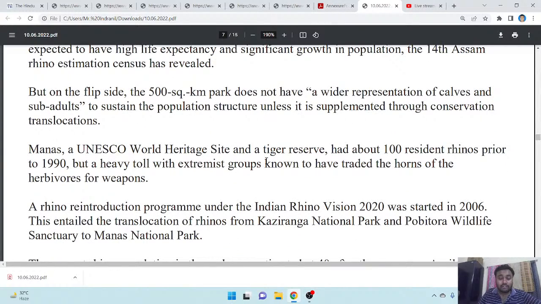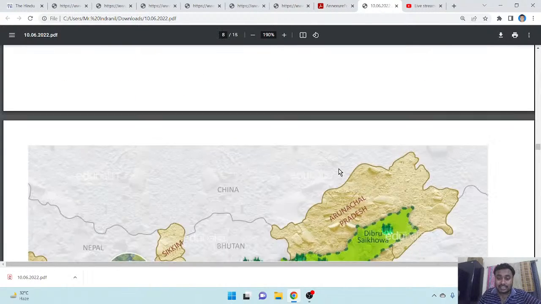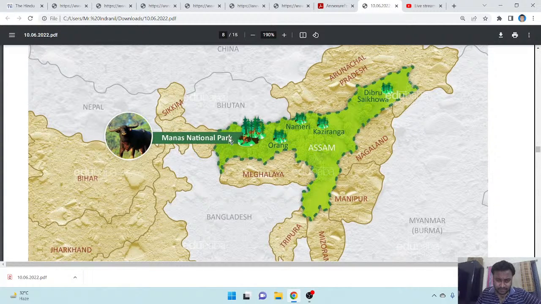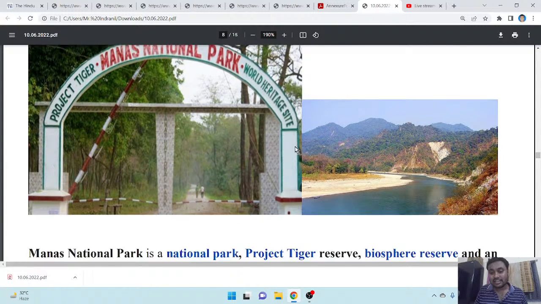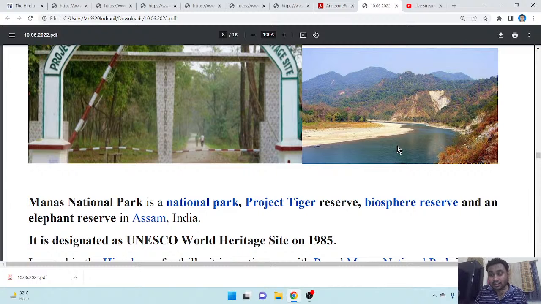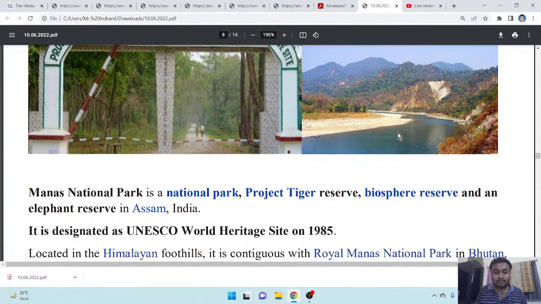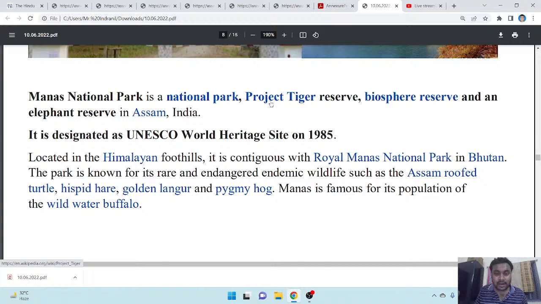Okay, so we all know that Manas National Park is a UNESCO World Heritage Site. It is famous for tiger reserve, elephant reserve, as well as rhinoceros reserve, and many various types of flora and fauna are available in Manas National Park. So this is the gate of Manas National Park. It is written here, Project Tiger Manas National Park World Heritage Site, and the Manas River flows centrally through this Manas National Park. So Manas National Park is a National Park, Project Tiger Reserve and Biosphere Reserve. Another important term is Biosphere Reserve. What is Biosphere Reserve? I will tell you.